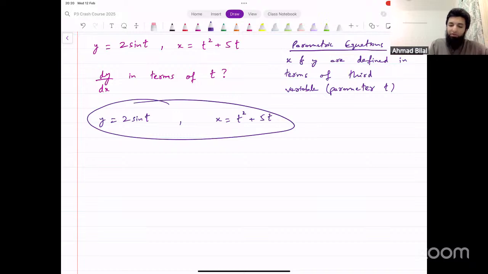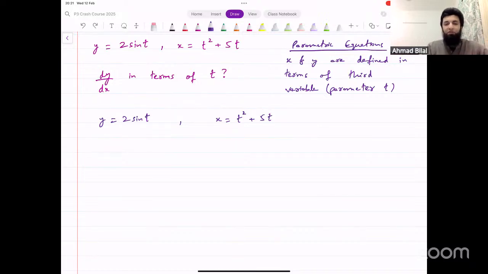These are the two equations that you have. You just differentiate each one of them separately. So you differentiate this first. What does that give you? dy over dt. Remember, instead of x, we have t. So when we find the derivative, it's going to be dy over dt. What's that? 2 remains as it is. Derivative of sine is cos, so it becomes 2 cos of t.